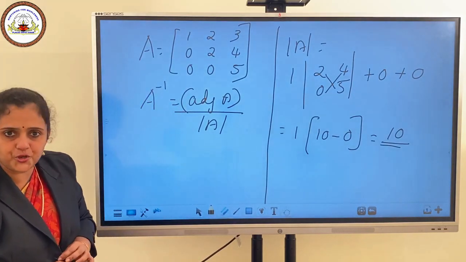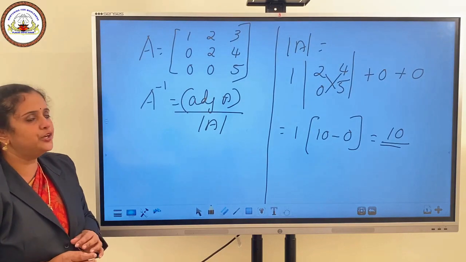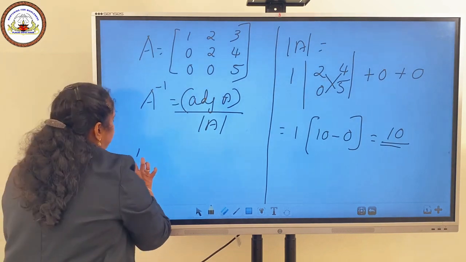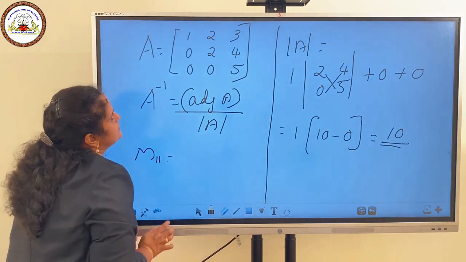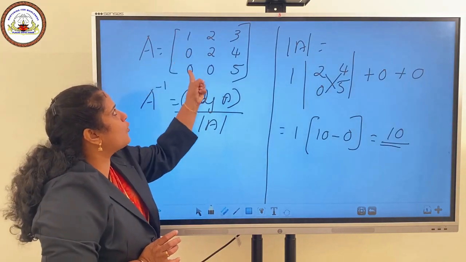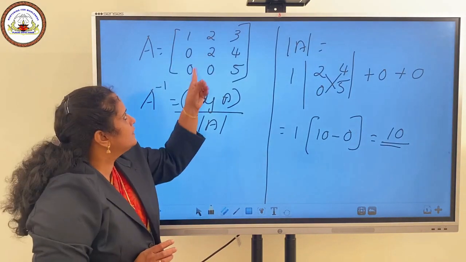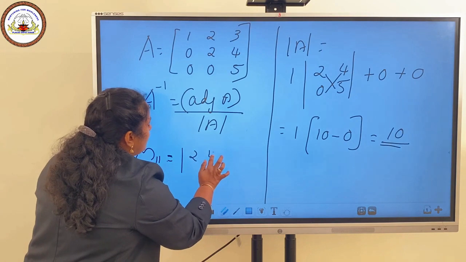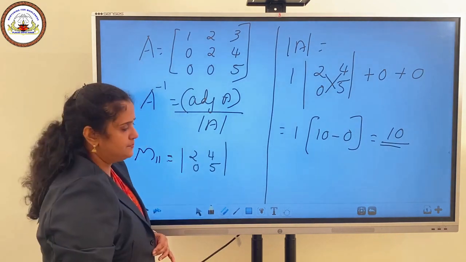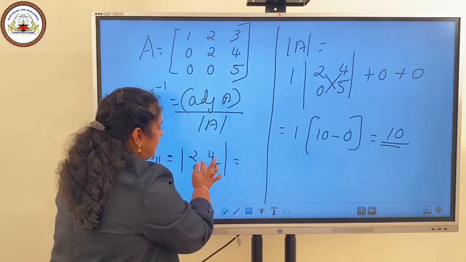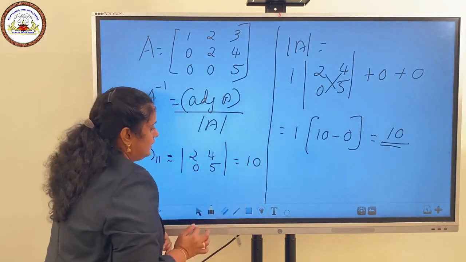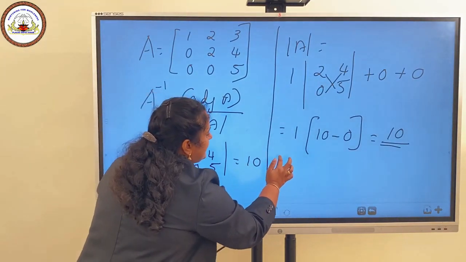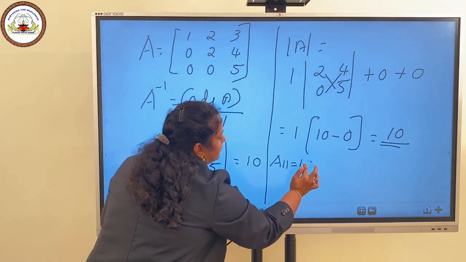Then we can find the adjoint of A. When we are finding the adjoint of A, you find the minors and cofactors. That means M11 you find out first. M11, the corresponding row and column you should eliminate. The remaining elements you write in determinant form, that is 2, 4, 0, 5. Cross multiply, 10 minus 0. The answer is 10. The cofactor of the first row, first element is positive. Therefore, A11 is equal to 10.